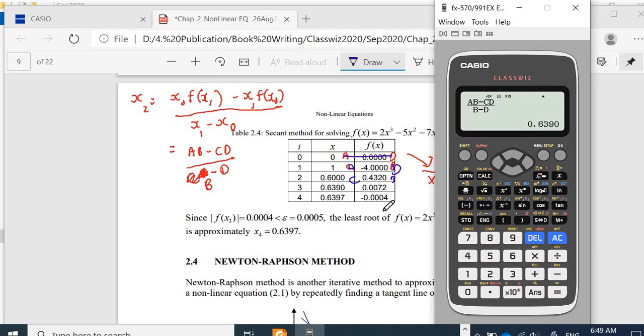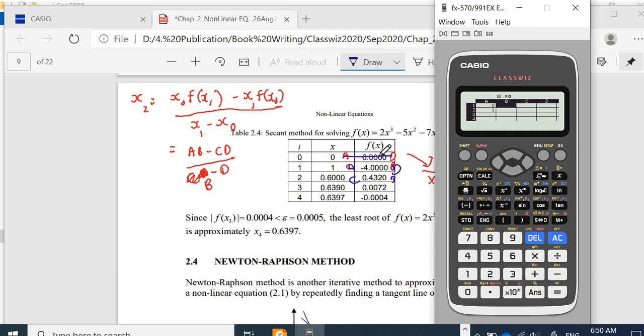Now I'm going to show how we use the spreadsheet menu to solve this nonlinear equation using the secant method. So go to Spreadsheet Implementation. I don't need to key in the i column because it's here. However, in the spreadsheet, i starts from 1. So in cell A1, I'm going to key in x0, which is 0, and then x1, which is 1.